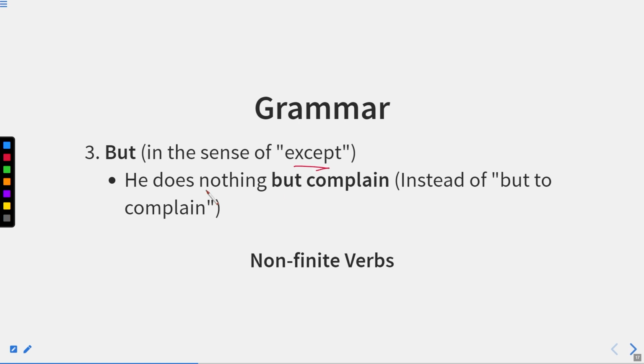But in the sense of except. Now here, but means except. He does nothing but complain, instead of but to complain. Whenever but is used in the sense of except, we can use: he does nothing but complain. So here we are not using to again after the word but. Now let us move to the next one.